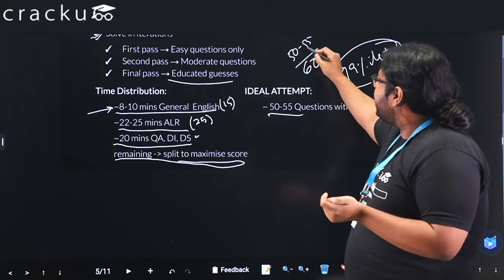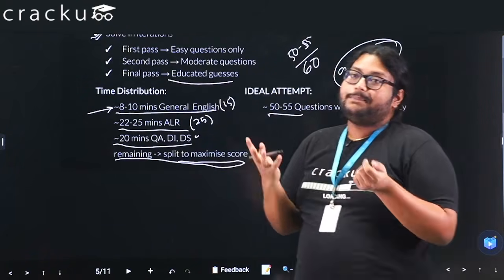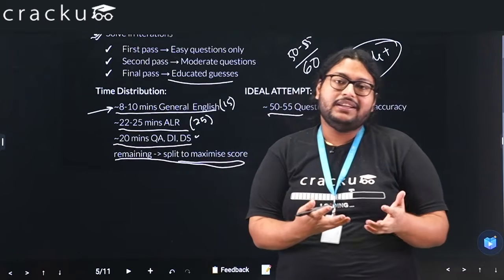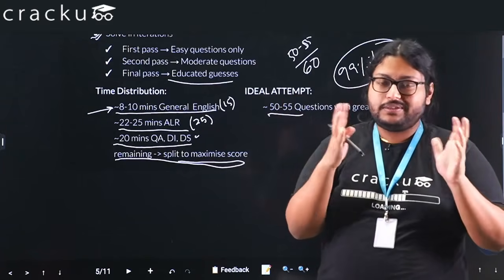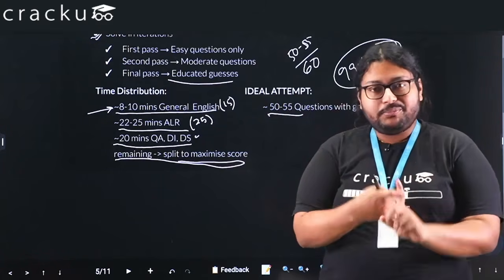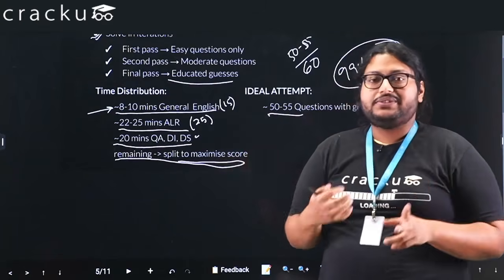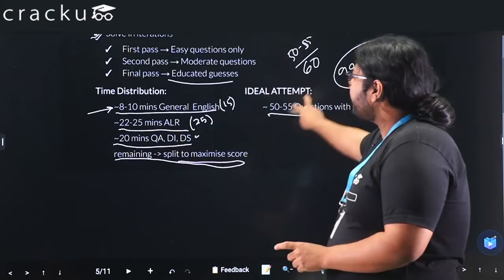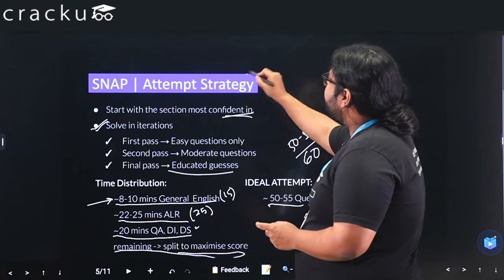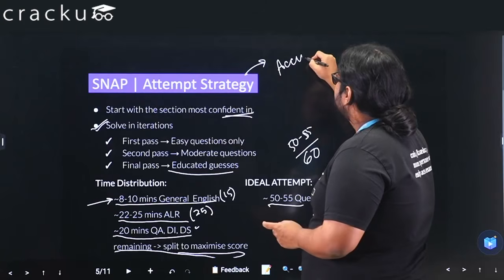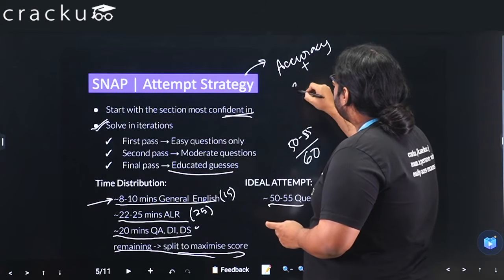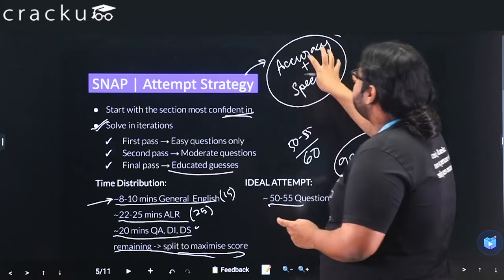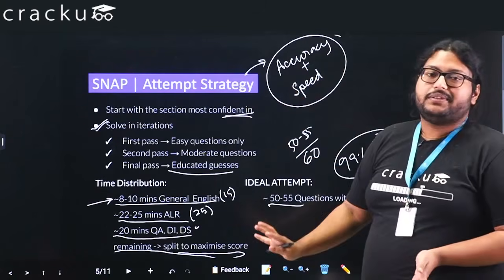We need to attempt more questions, but just attempting the questions without actually having a decent accuracy can backfire tremendously. So let's not do that. Instead, let's try to build the accuracy, because we still have time, right? And let's try to increase the speed as well. So the key takeaway from here is we need to build the accuracy and also the speed, because these are the two single factors which are needed to score well in SNAP.